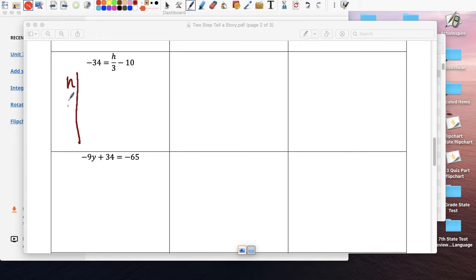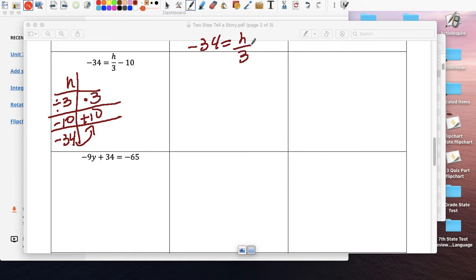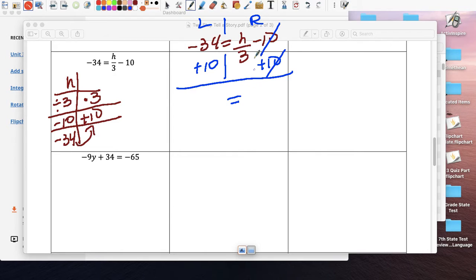H is my variable. It's being divided by 3. And then subtract 10 equals -34. Let's go back. We're going to use the inverse operation. So +10 and times 3. So left and right. First thing we do is plus 10 and plus 10. Minus 10 and plus 10. That goes to 0, and then h over 3 comes down, and then negative 34 plus 10 is negative 24.